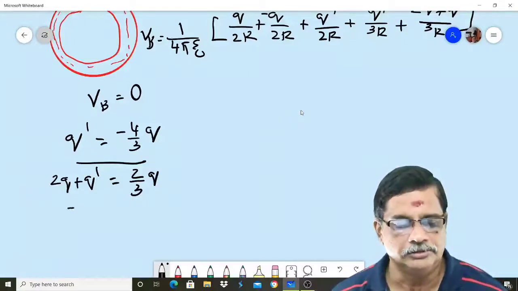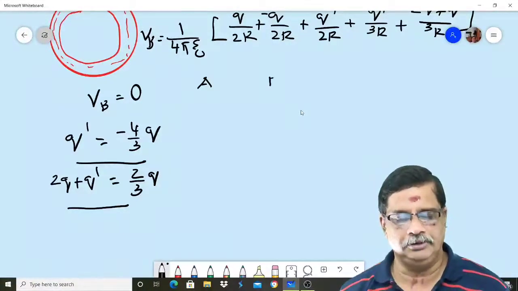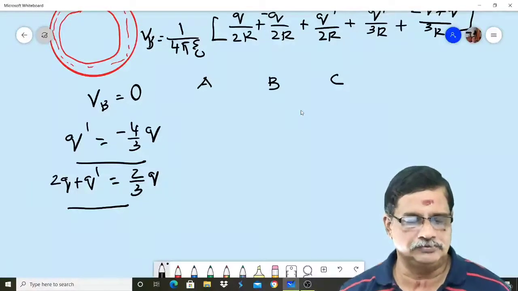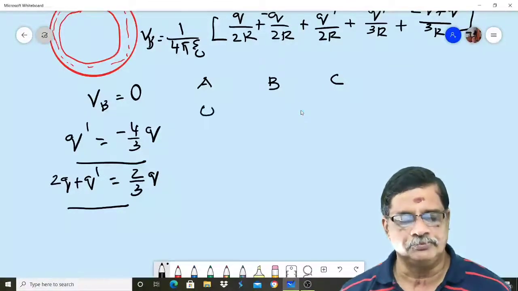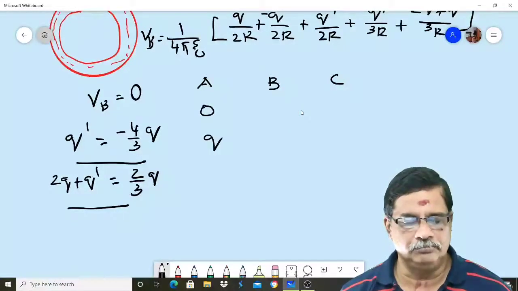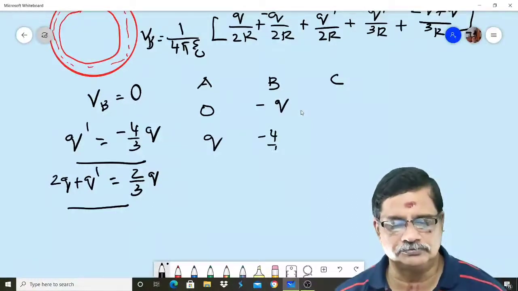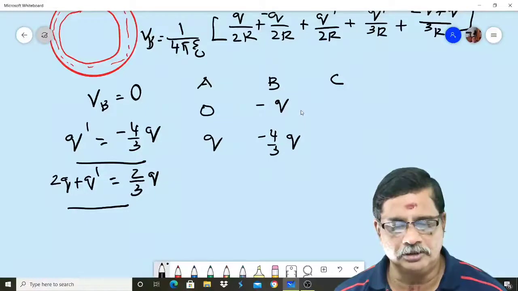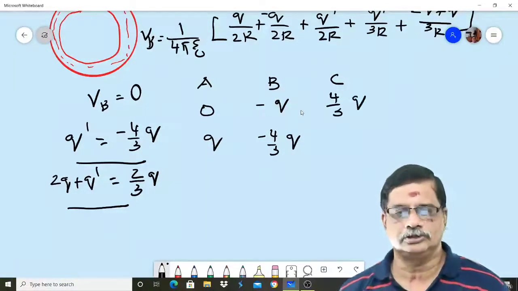Now let us write the charges on all the 6 surfaces, that is, on each surface of A, B and C. There are 2 surfaces for the spherical shells. So on the inner surface of A, the charge is 0, and on the outer surface of A, the charge is q. On the inner surface of B, the charge is minus q, and on the outer surface of B, that is minus 4 by 3 q. Similarly, on the inner surface of C, the charge is 4 by 3 q, and on its outer surface, it is 2 by 3 q. So those are our charge distributions.